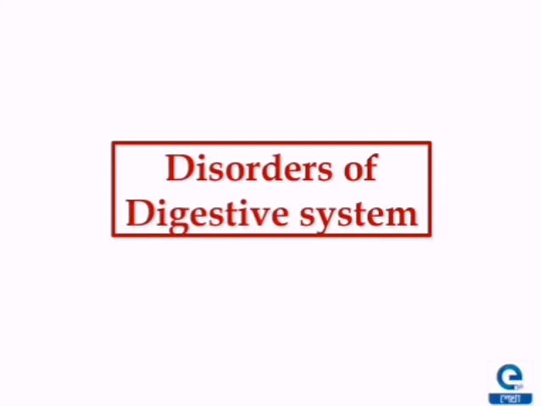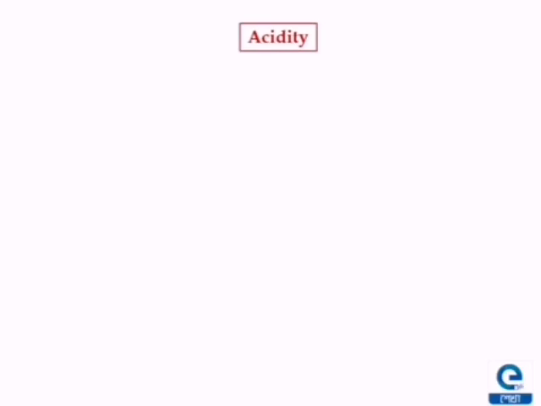Hello everyone. Today we are going to discuss the disorders of the digestive system. There are a number of clinical conditions which may occur in the digestive tract. These are as follows. The first problem we are discussing is acidity.